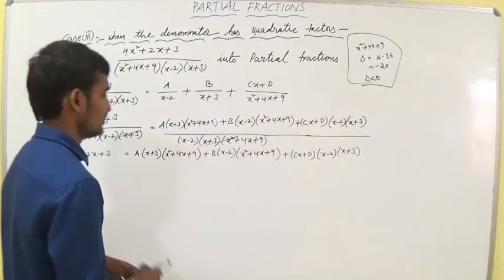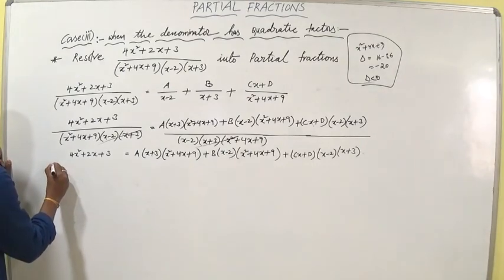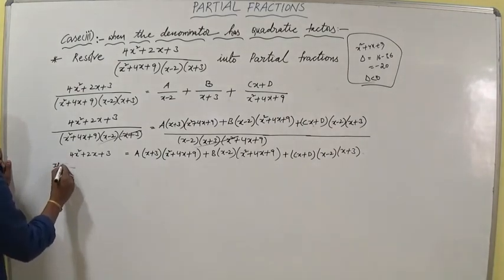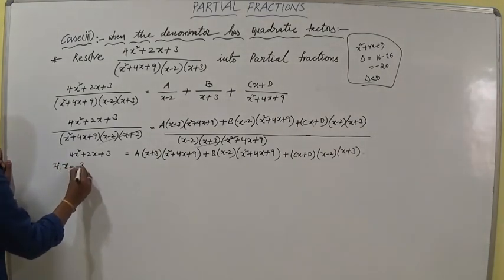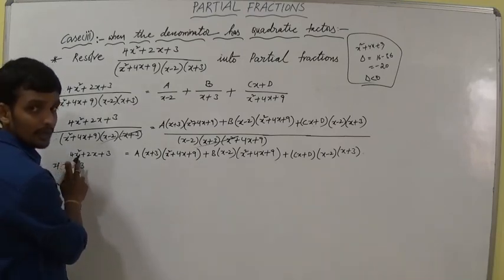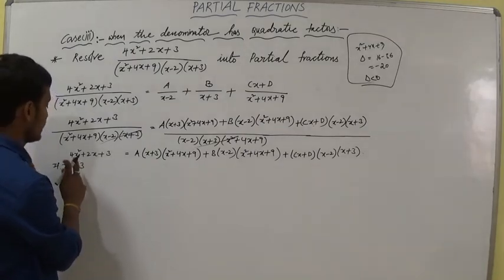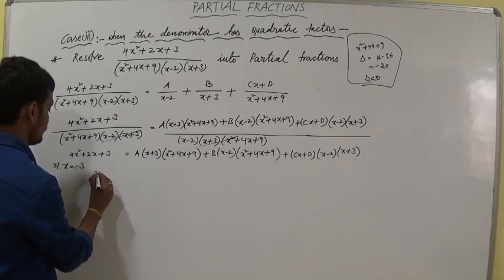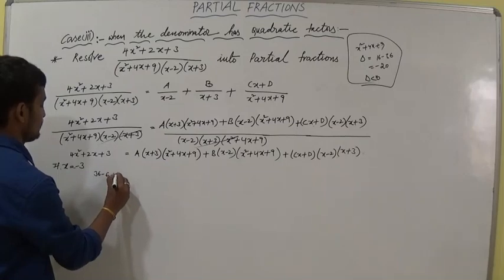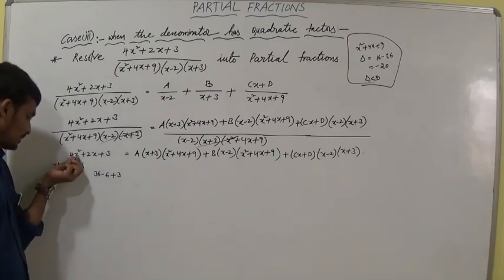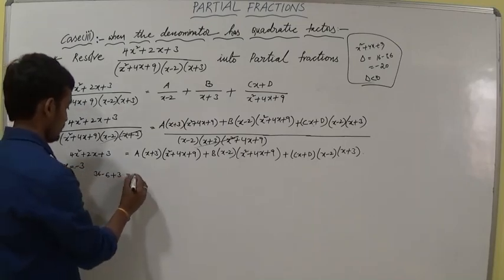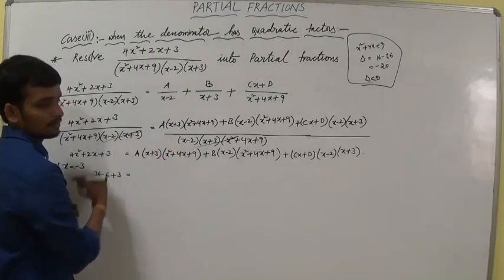Are you okay? So if x is equal to minus 3, I told you, we have to have the patience for doing this problem. So minus 3. 4 into minus 3 whole square, 9. 4 9s are 36. Minus 2 3s are minus 6. Plus 3. If you substitute minus 3, this is 0.